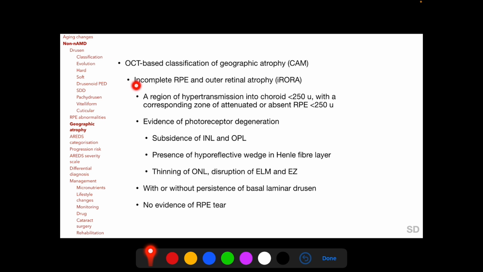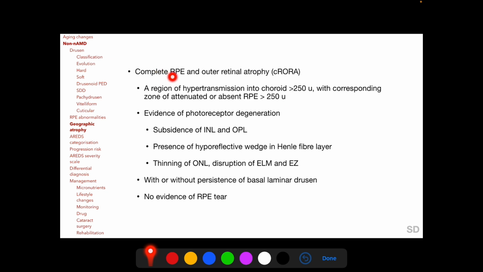Incomplete RPE and outer retinal atrophy is defined as a region of hypertransmission into the choroid of less than 250 micron diameter with a corresponding zone of attenuated or absent RPE of less than 250 microns. And complete RPE and outer retinal atrophy is defined as a region of hypertransmission into the choroid of more than 250 micron with a corresponding zone of attenuated or absent RPE of more than 250 micron. Definitions of both incomplete and complete RPE and outer retinal atrophy include evidence of photoreceptor degeneration but no evidence of retinal pigment epithelial tear or rip.